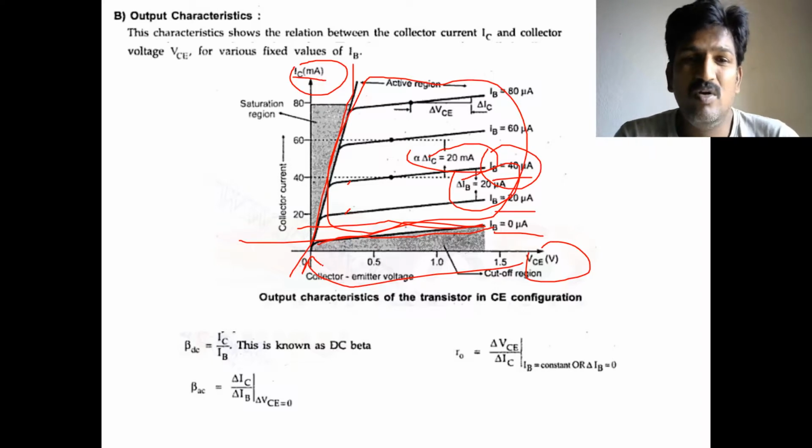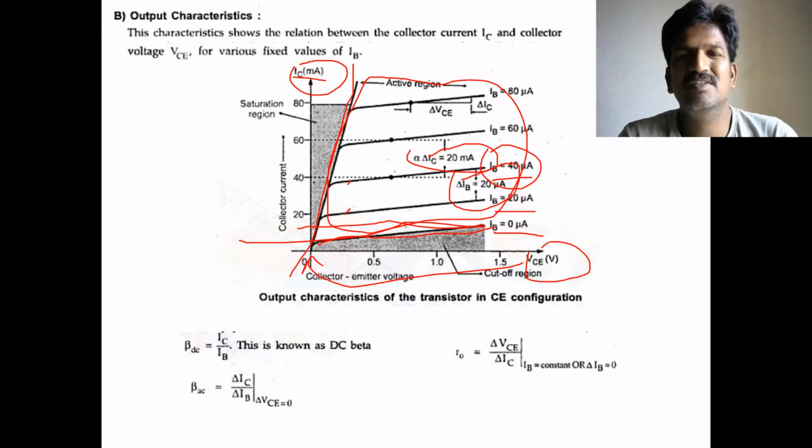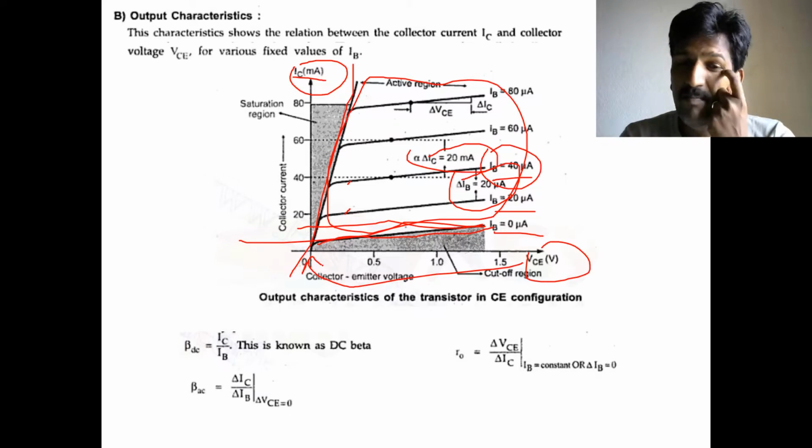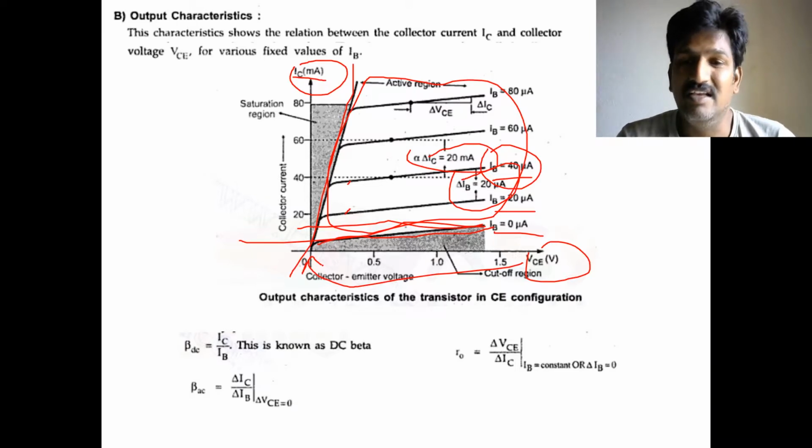Beta DC is equal to IC divided by IB. This is also known as the DC beta. It is simple, nothing more to it. You are just taking the instantaneous current over the collector terminal and the instantaneous current over the base terminal. That can be called a DC current. When you take the average change of the current over the collector terminal and base terminal, while keeping the change of the collector to emitter voltage equal to 0, meaning you are keeping VCE equal to 0, then you can say it is beta AC.